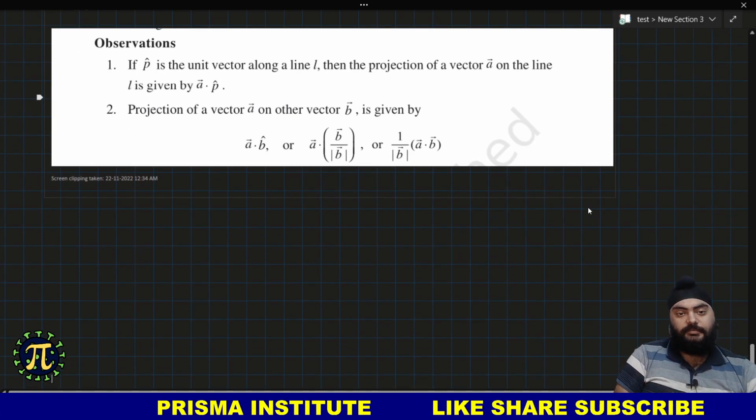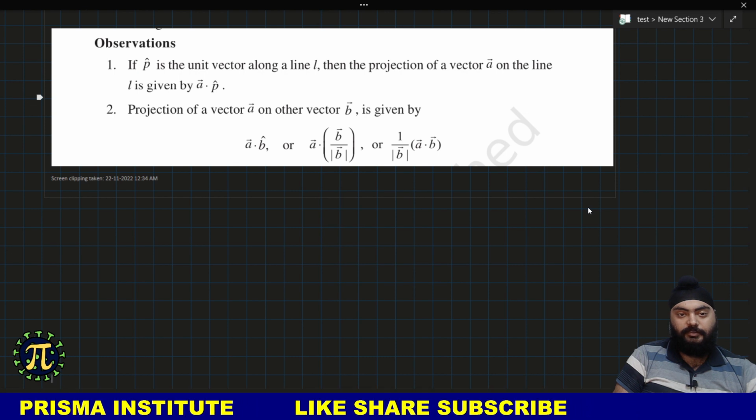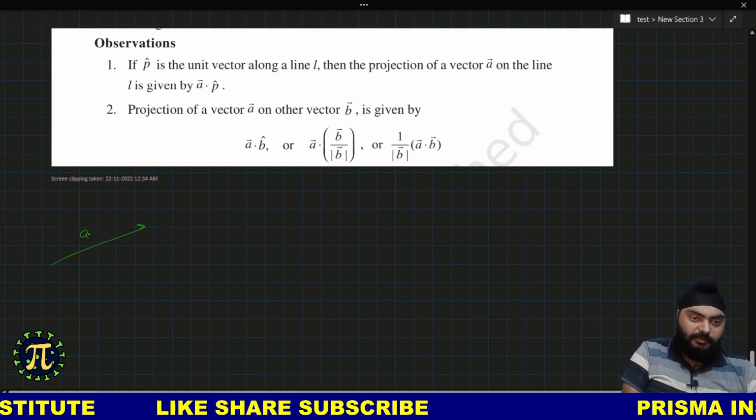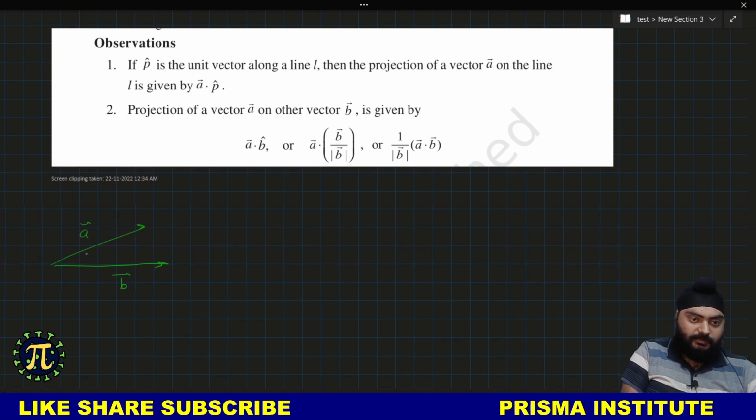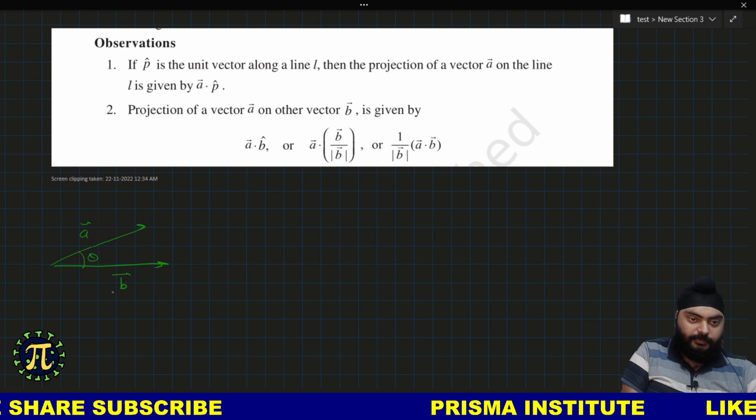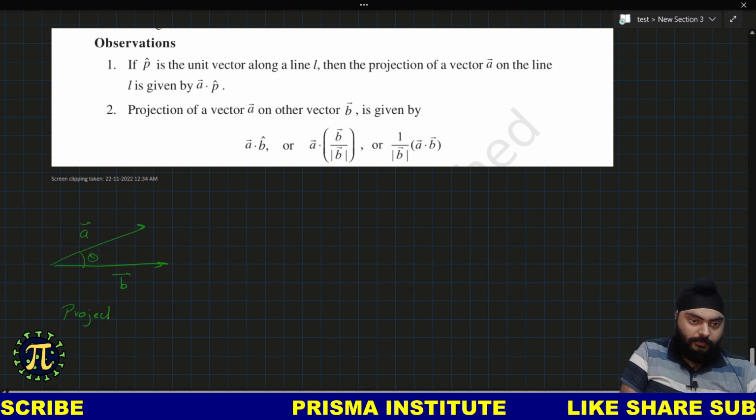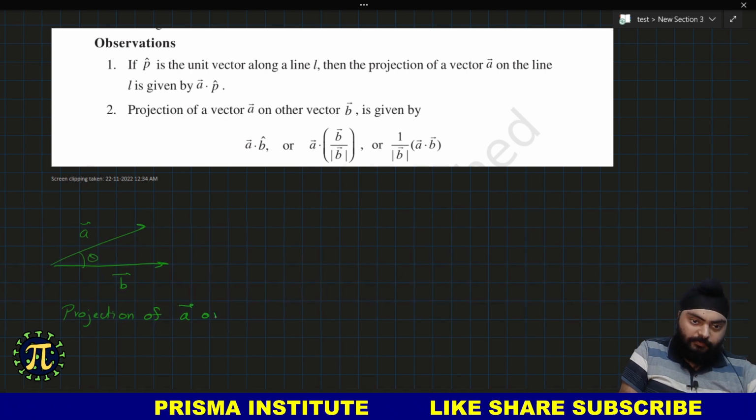So if p cap is a vector along the line, then we have already defined the projection of a vector on the line as a dot p cap. And we defined it in terms of a vector and b vector, right? That what is the projection of a vector on b vector?